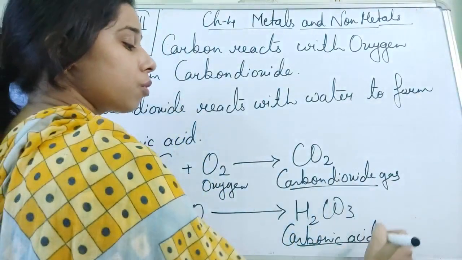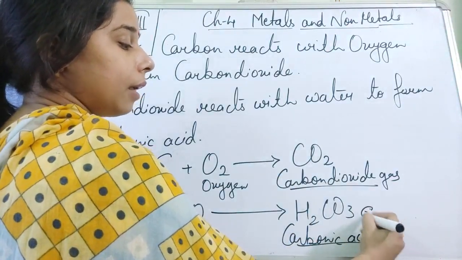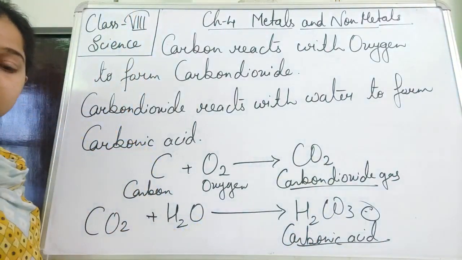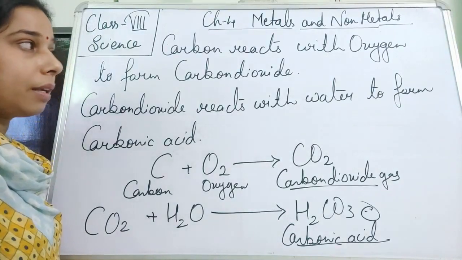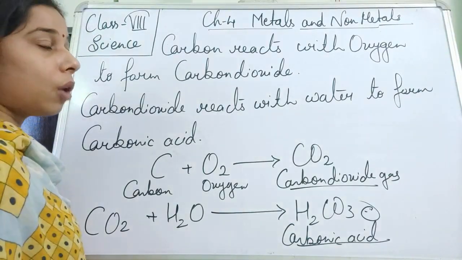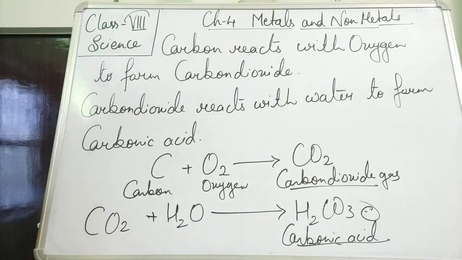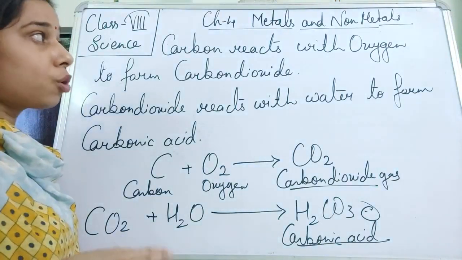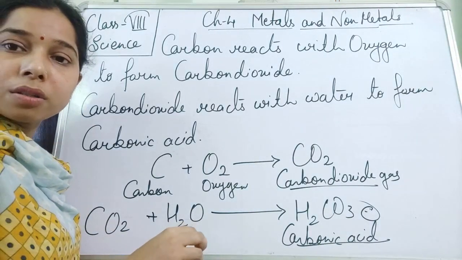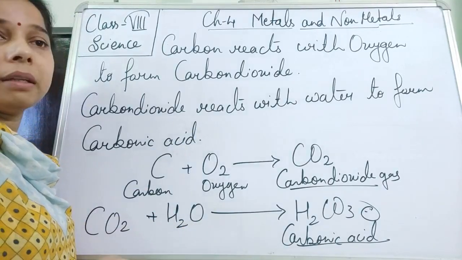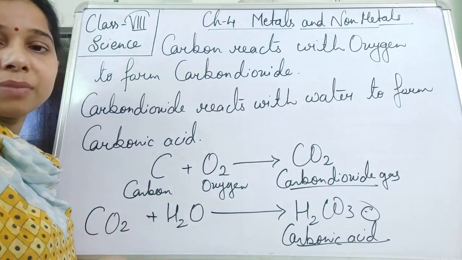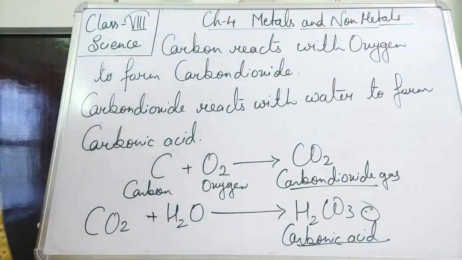So this one is also what, student? This is an acid, and again we can test it with the help of a litmus test, and we will find that yes, it is an acid. So this is how non-metals react with oxygen to form acids. So we have seen that metals react with oxygen to form bases, and non-metals form oxides that are acidic in nature.